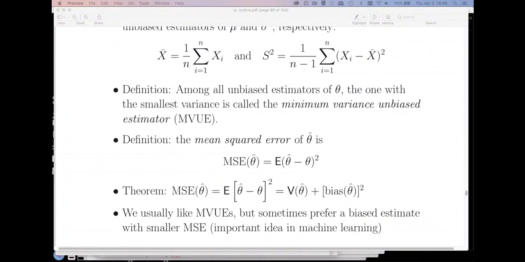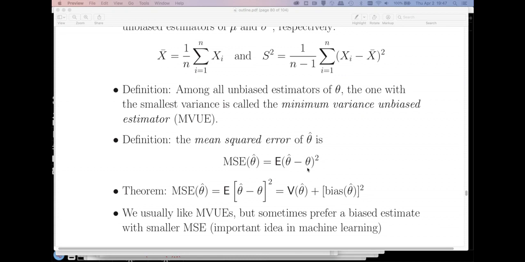There's one more property of estimators that we need to discuss. That property is called the mean squared error. The definition of the mean squared error is just the expected squared distance between the statistic, theta hat, which is our statistic or our estimator, and the true parameter.